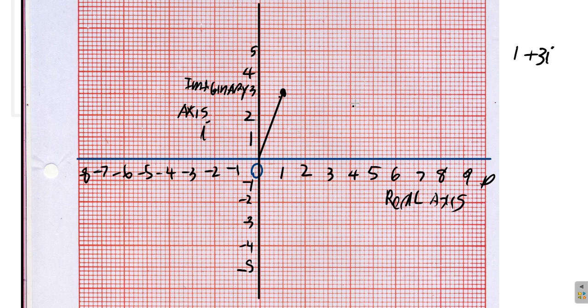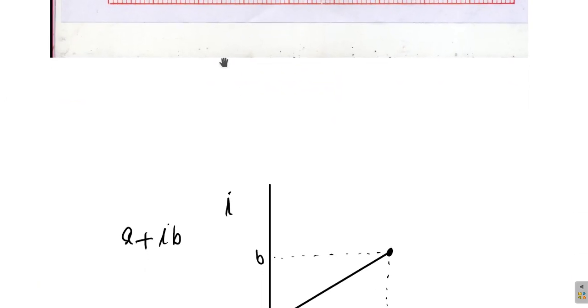Now, this type of diagram is called an Argand diagram. It's named after a Swiss mathematician named Robert Jean Argand, or Jean Robert Argand. So, this kind of diagram is called an Argand diagram. Let me write down the name below here.